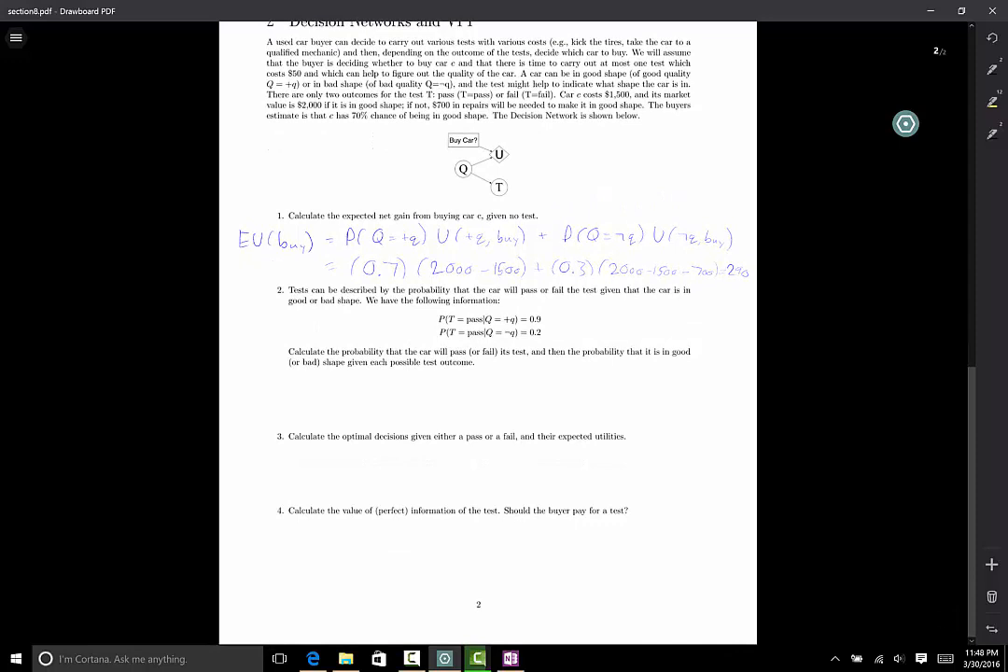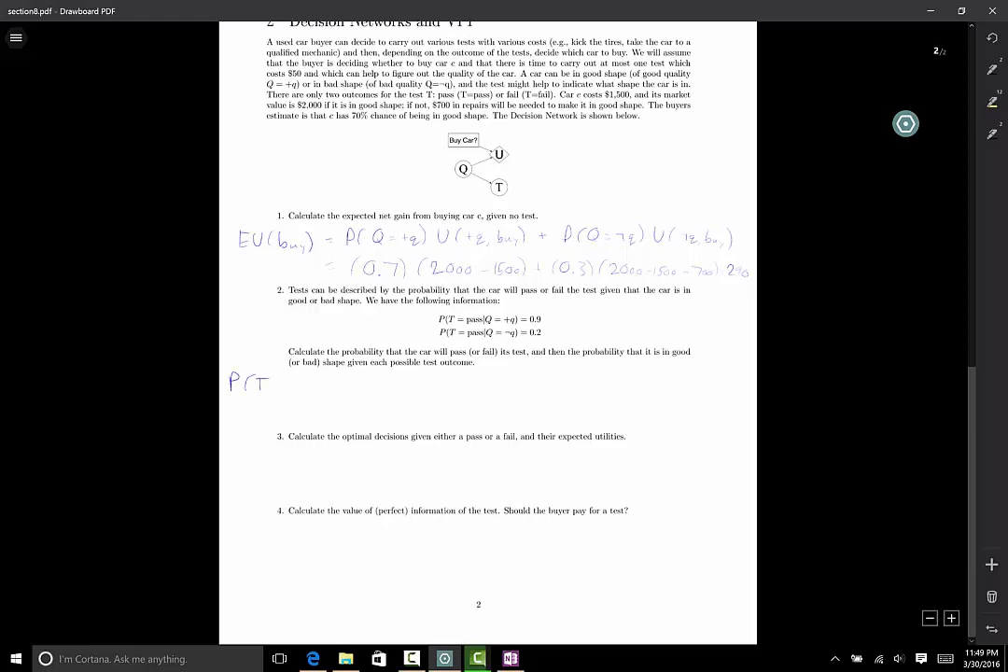So now in 2, they say tests can be described by the probability that the car will pass or fail the test given that the car is in good or bad shape. So we have the following information: the probability that it passes given it's in good shape, and the probability it passes given it's in bad shape. Now they ask us to calculate the probability that the car will pass or fail its test, and the probability that it's in good or bad shape given each possible outcome. So first, let's do the probability the car will pass.